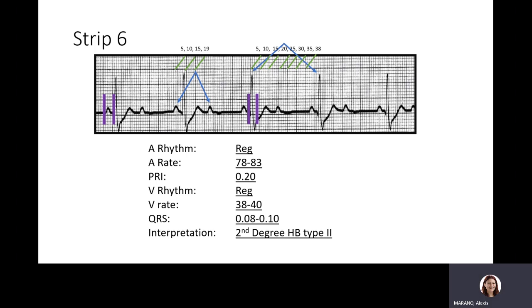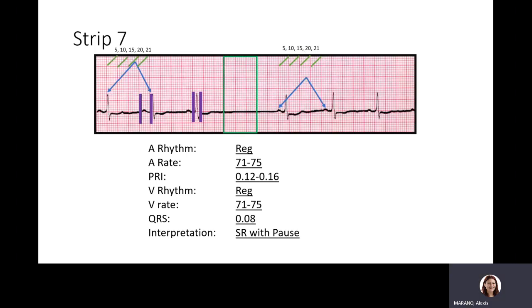second-degree heart block type 2. In second-degree heart block type 2, not every P wave is followed by a QRS. So you see you have some P waves with no QRS behind it. But when you do have the full cardiac cycle, when you can measure your PR interval, the intervals measure the same. Strip 7.